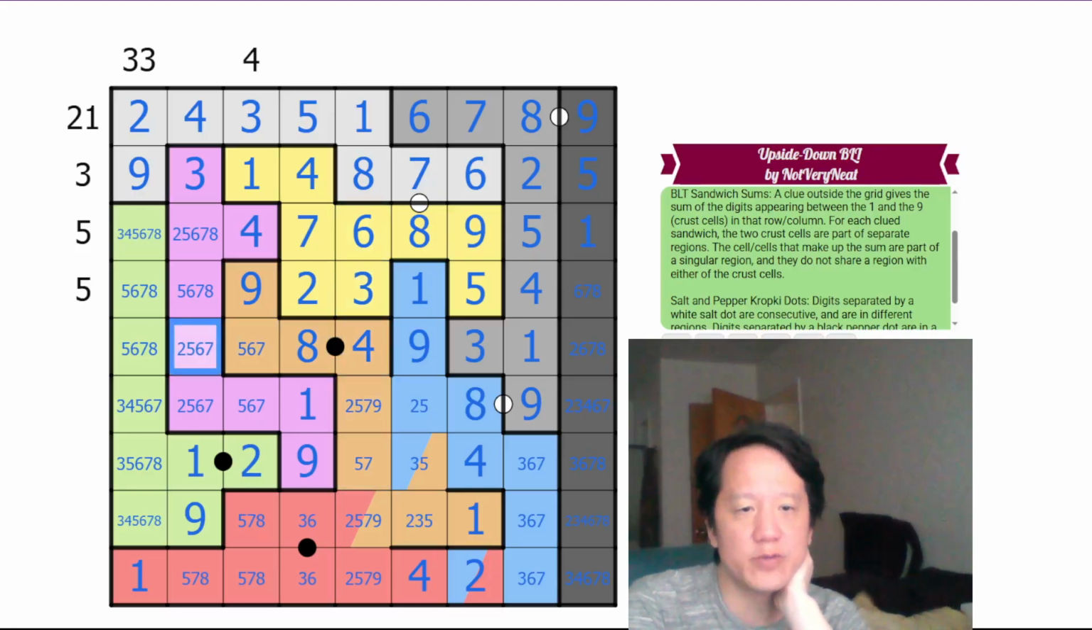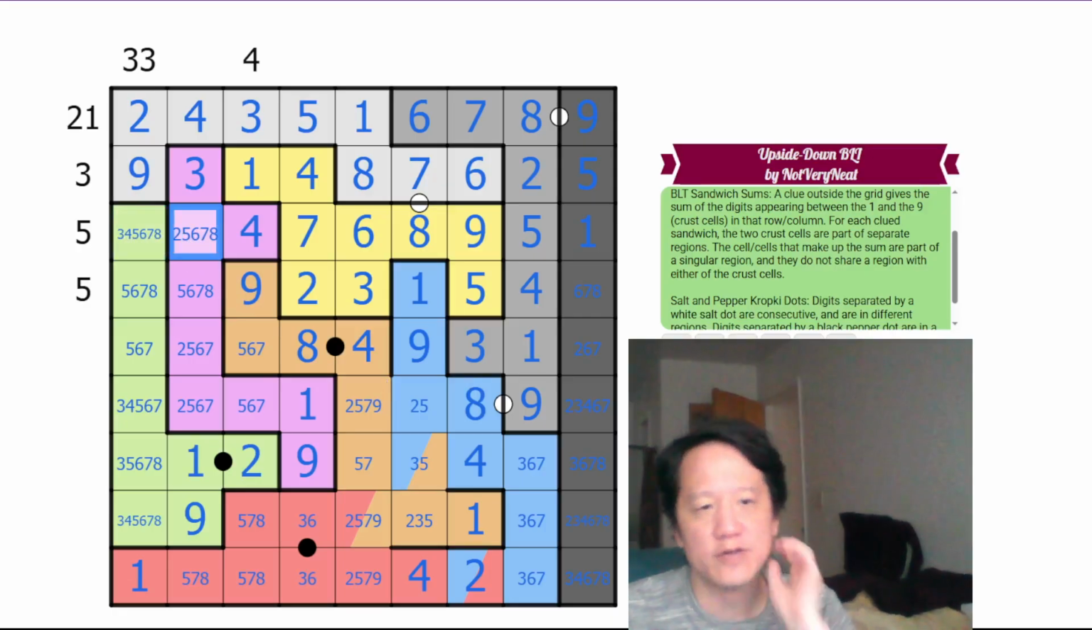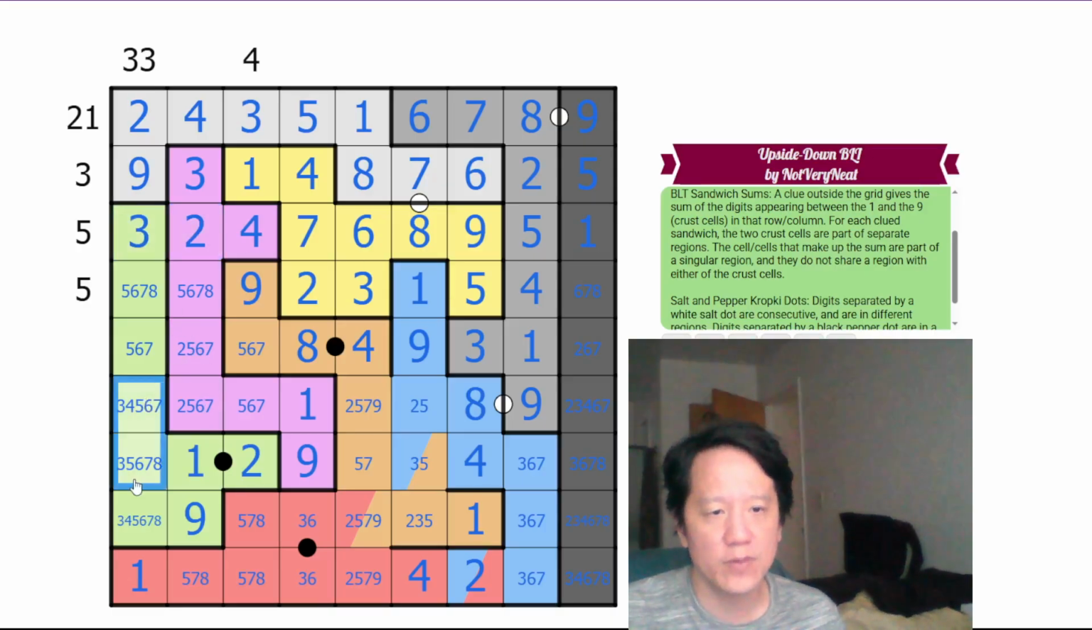No 8 here because of 8 in the row. This has to be 2 and 3 remaining, and therefore this is 2 here. This is 3 here. That eliminates 3 in the rest of the column. That eliminates 2 in the rest of the column.